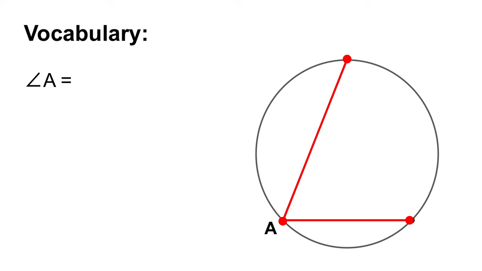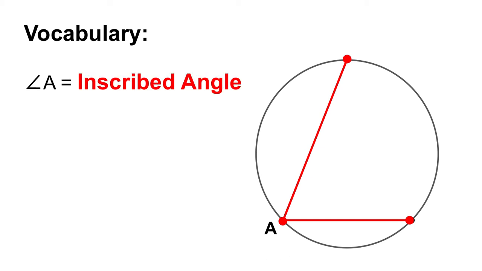Okay, next on the list is a new vocabulary term. So this is another angle, but you can see this time A is not at the center of the circle. Instead, it's on the edge of the circle. So when that angle is on the edge of a circle, it's called an inscribed angle. There's a different relationship between inscribed angles and their arcs, and we're going to look at that now.